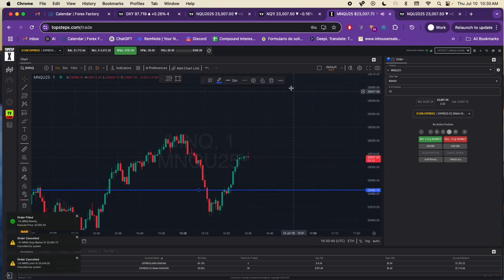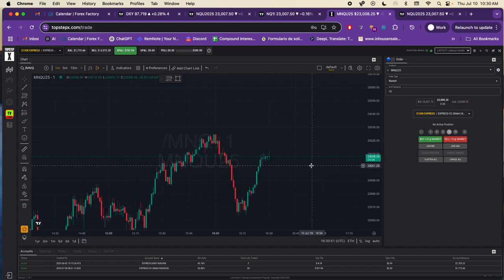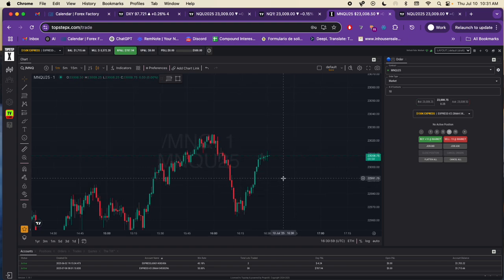Taking that off. Satisfied with what I made today. Would have been more had I not got caught up in that little thing right here, but had no reason to exit in this trade. But I do believe we're coming for these highs up here. But yeah, that's it for me. I'm out.